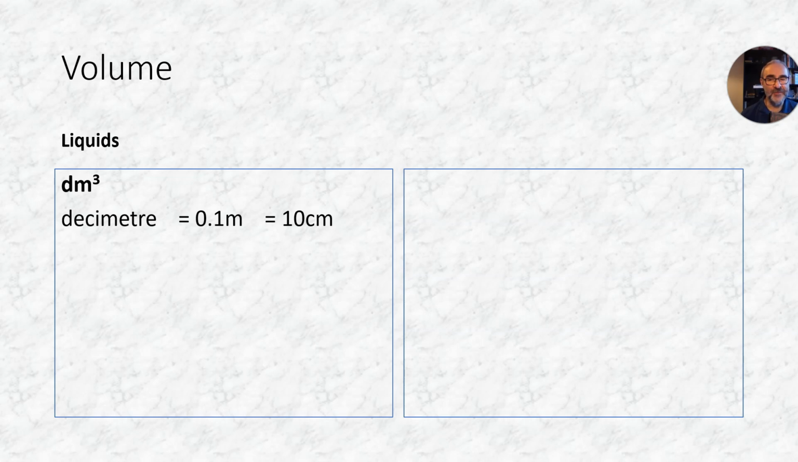A decimeter means a tenth of a meter, in other words 10 centimeters. A decimeter cubed is that 10 centimeters cubed. If we cube 10, we come up with 1,000. A decimeter cubed is 1,000 cubic centimeters. And you may well recognize that unit as being the same as a litre. And it is, but you are expected to refer to it as the decimeter cubed at all times.